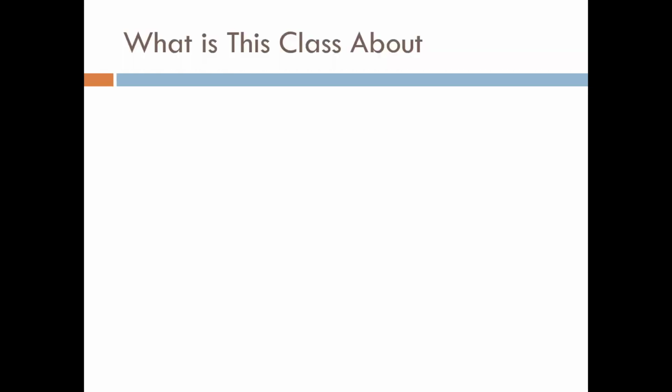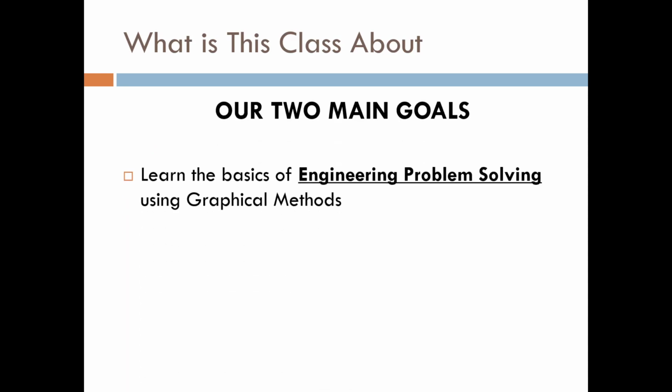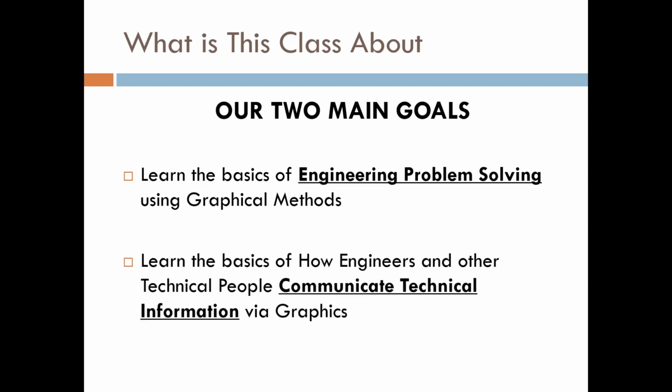So what's this class about? Well, we have two main goals. We're going to learn engineering problem solving using graphical methods, because this is a graphics class, and engineers are all about problem solving. That's one of the main things we do. So we're going to learn the basics of problem solving using graphical methods. And the second thing is how to communicate technical information via graphics. So it's problem solving and communication. Those are the two main things.